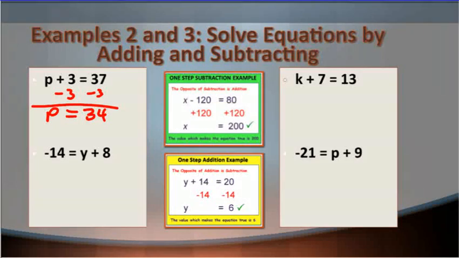Next, negative 14 equals y plus 8. The opposite of adding 8 is subtracting 8. So I subtract 8 on both sides. End up with y on the right-hand side. Negative 14 minus 8 is a negative 22.